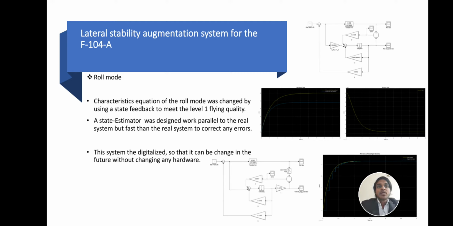Let's look at the lateral stability augmentation system for the F-104A aircraft. First, look at the roll mode. The characteristic equation of the roll mode was changed by using state feedback to meet the level 1 flying quality. A state estimator was designed to work parallel to the real system but faster than the real system to correct any errors. This system was then digitalized so that it can be changed in the future without changing any hardware.